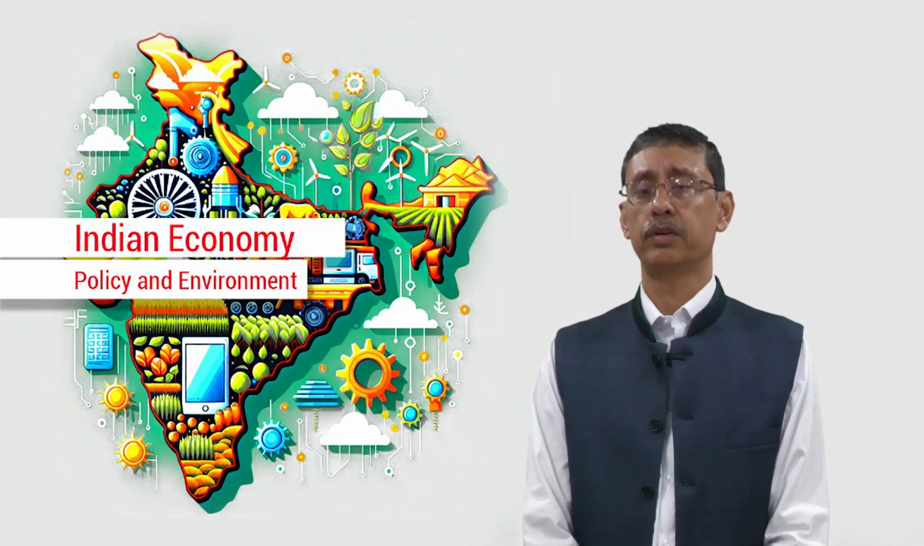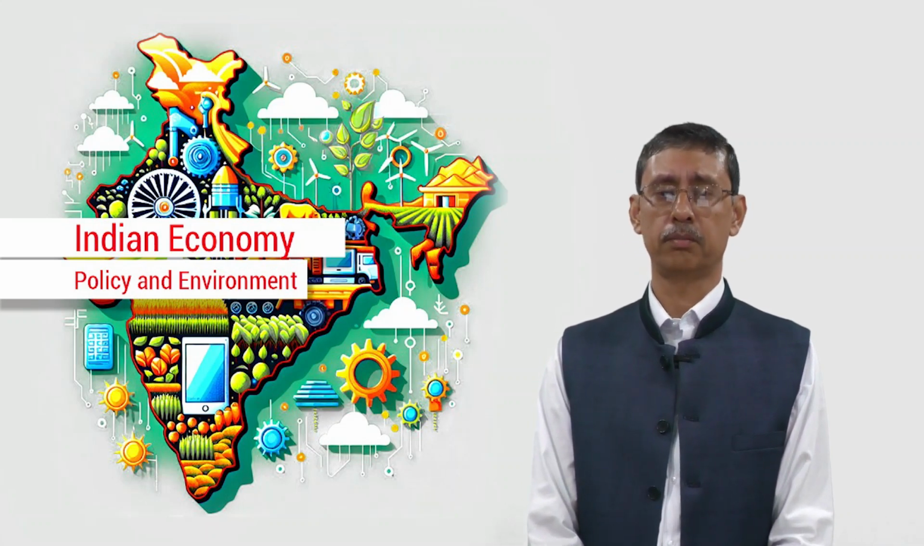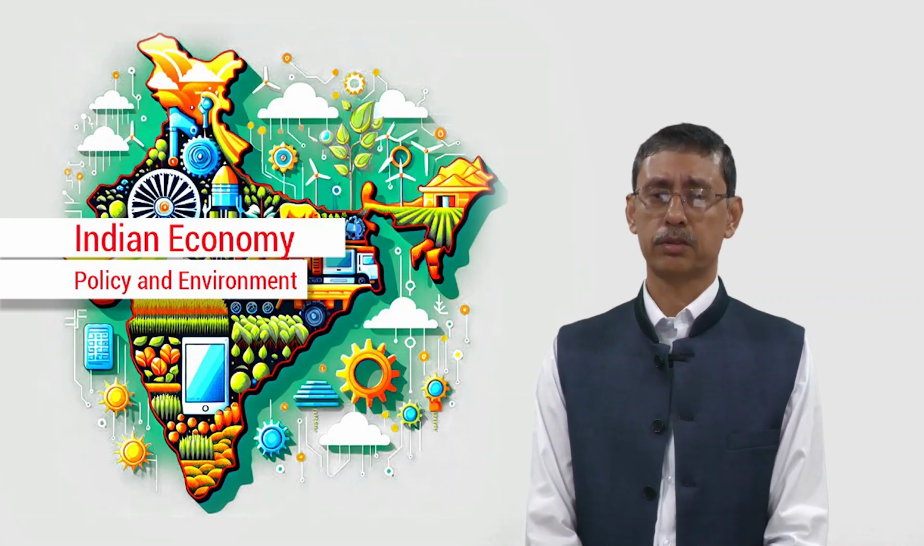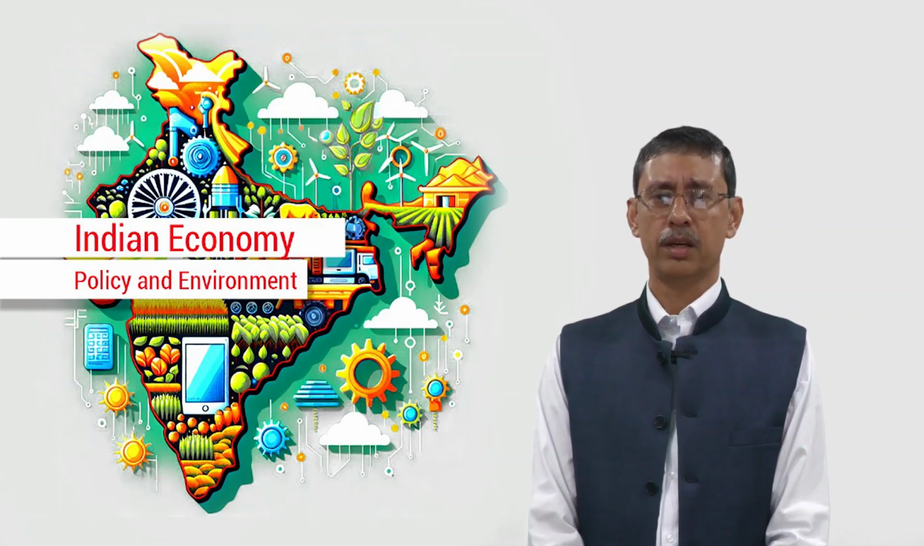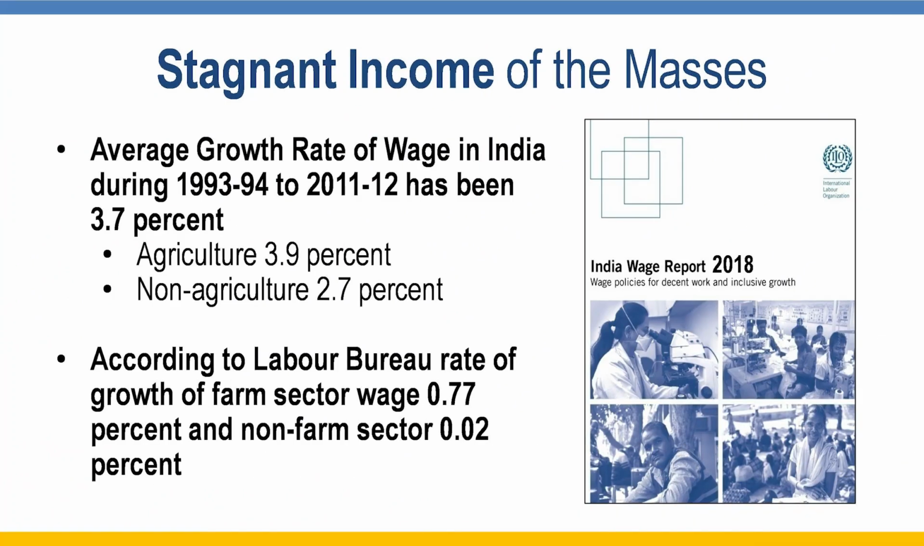so therefore we are having a general decline in real income and purchasing power of people. So there is a contraction in internal demand. Now, the stagnant income of the masses is also reflected in the India Wage Report 2018, which shows that the annual average growth rate of wages in India during 93 to 2011 has been just 3%. Agriculture 3.9%, non-agriculture 2.7%, and then Reba Buru gives a growth of the farm sector wage at less than 1% and non-farm sector even less than that.